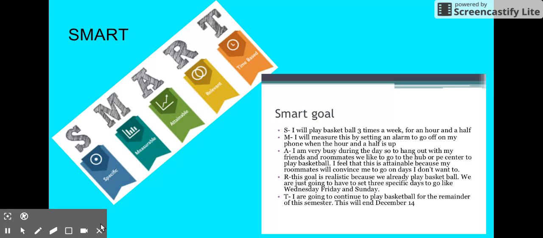M is measurable. Is it easy to see improvement within it? So is it easy to see that they've played more basketball than normal? A is attainable, accepted. Is it accepted, negotiated with others? Attainable being, is it easy to achieve?